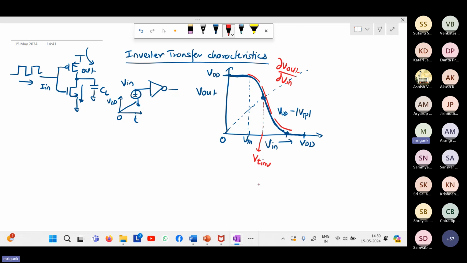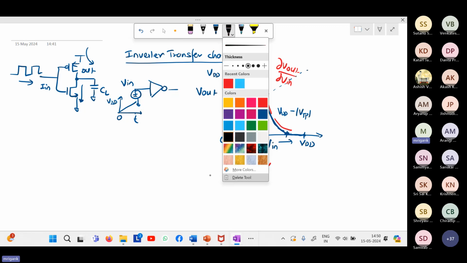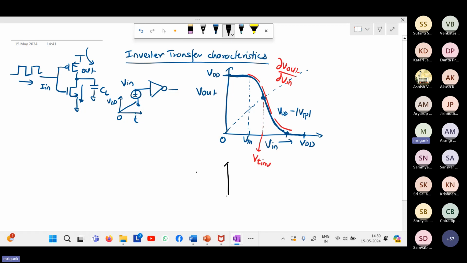If I just differentiate and plot this curve, you can easily get the dV out by dV in. It will be peaking somewhere here, right? Peaking somewhere here, and then again, I'm plotting magnitude, so it will go down. So this is dV out by dV in, the maximum gain. We know that in analog circuits, we try to bias the amplifier at the maximum gain point. Whereas in digital circuits, we are operating either here or here. Either output is VDD or ground. In analog circuits, we are trying to operate at this point, close to the mid value.